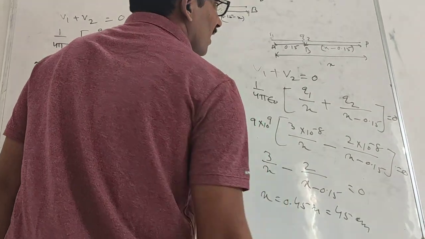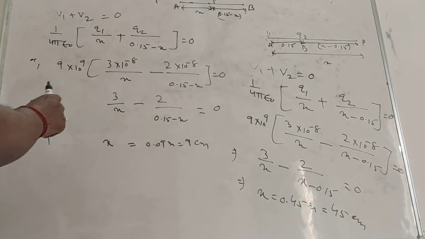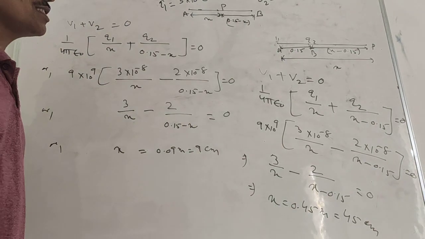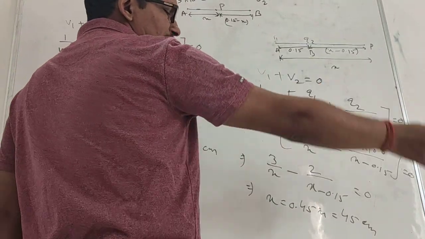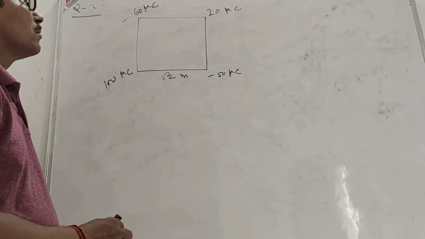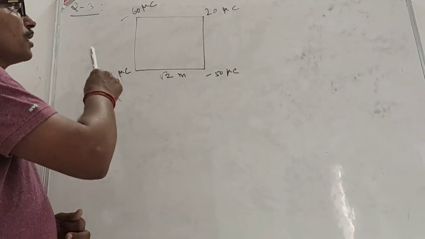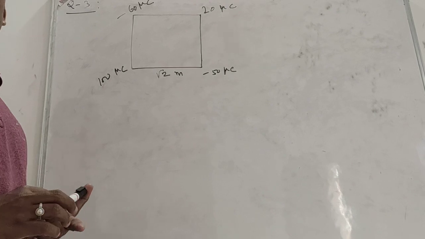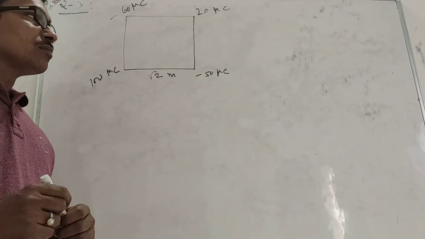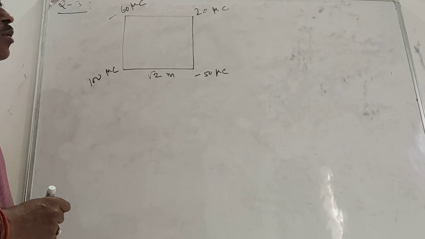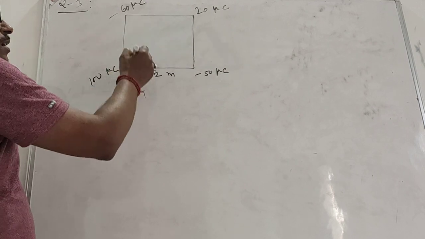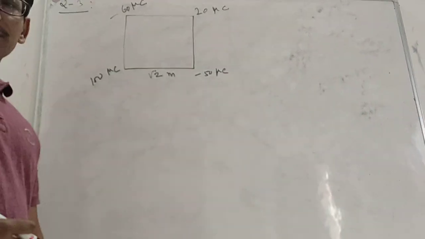So two cases are there. In the first case, the point is inside the line joining the two charges. In the second case, the point lies outside the line joining the two charges. Now, question number 3. Let us calculate the electric potential due to a system of 4 point charges located at the vertices of a square of side root 2 meter.